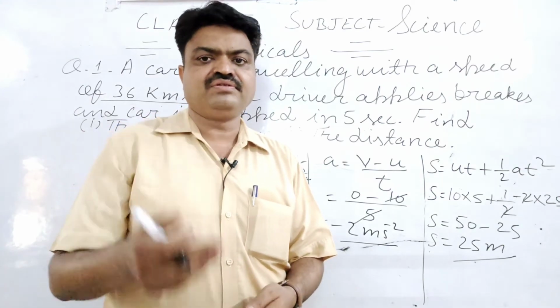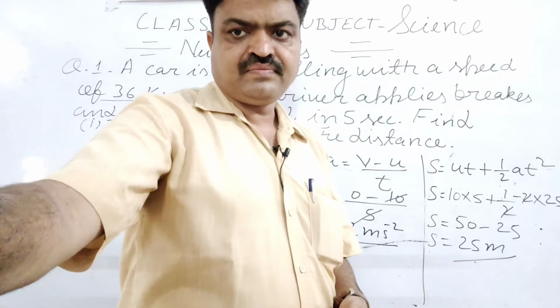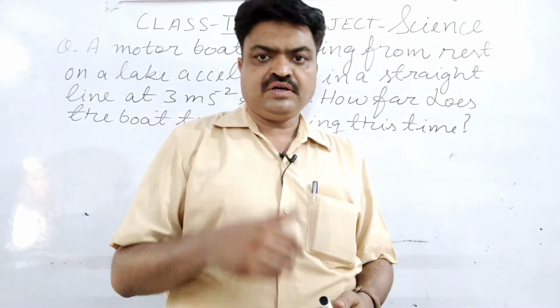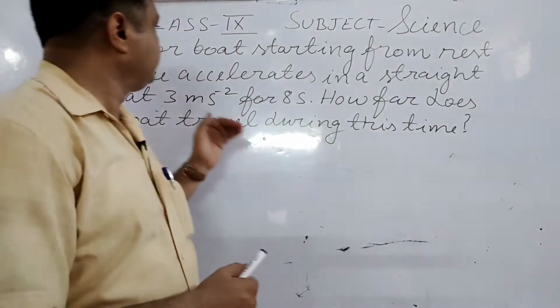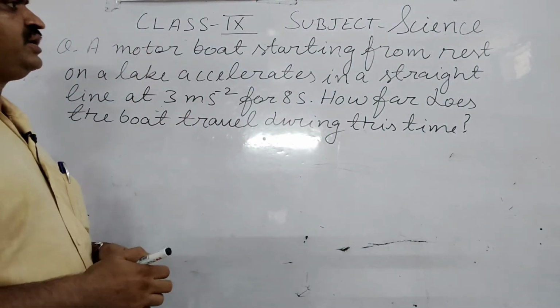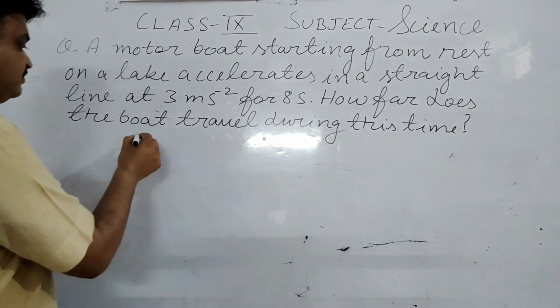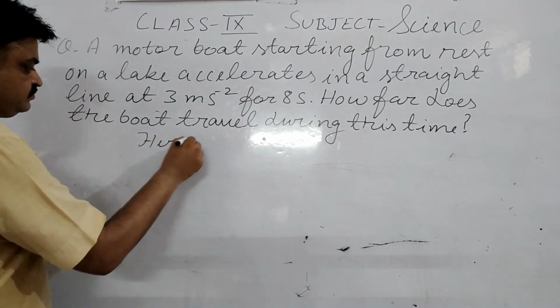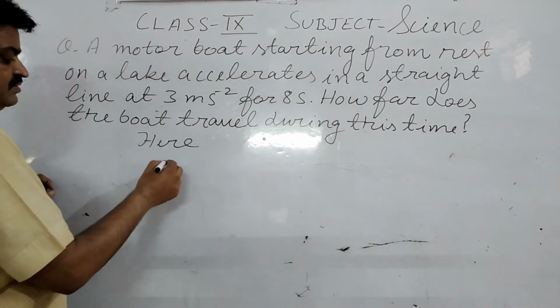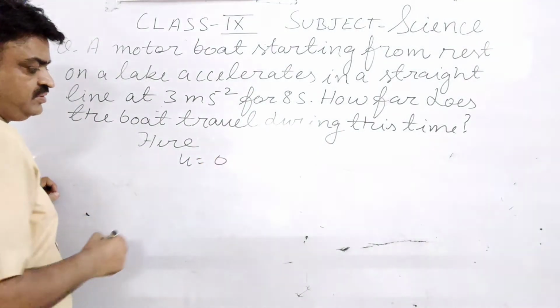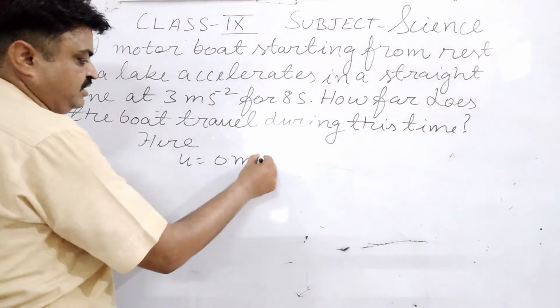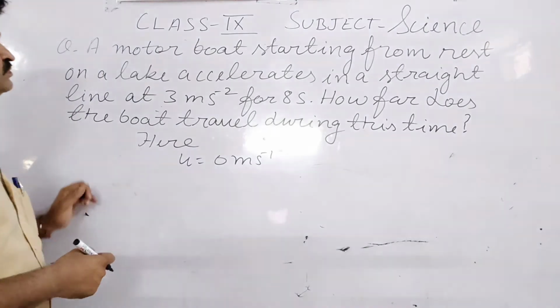So now, student, we will solve the next question. A motor boat starting from rest. Starting from rest, that means here what is given? From rest the boat is starting. So it means that its initial velocity is 0 meter per second.